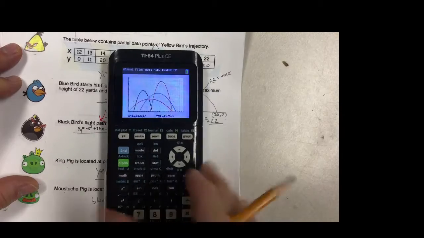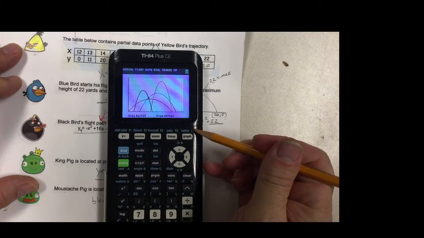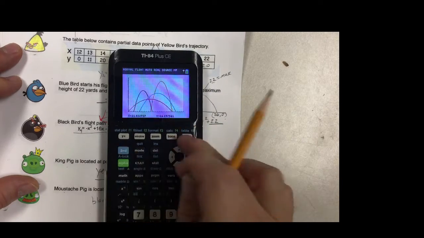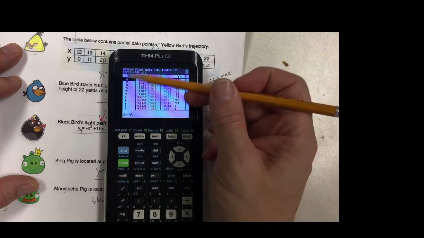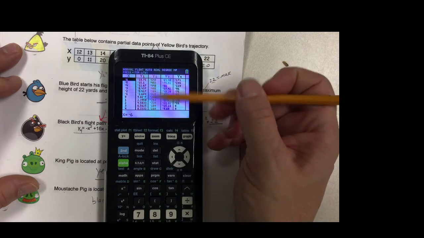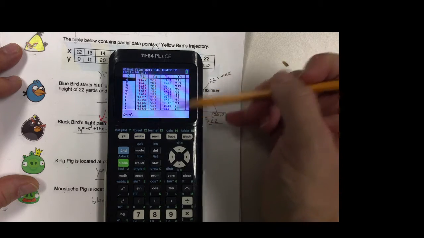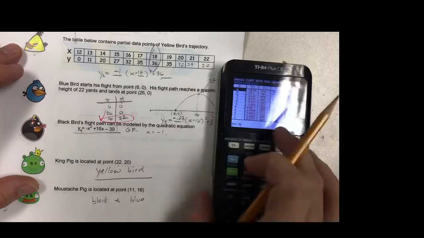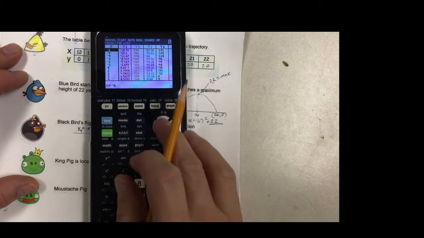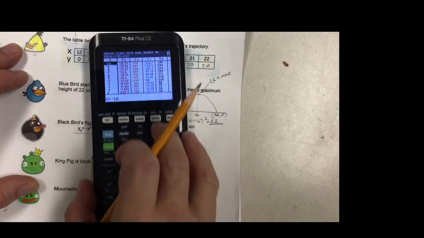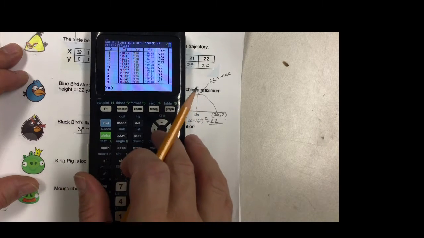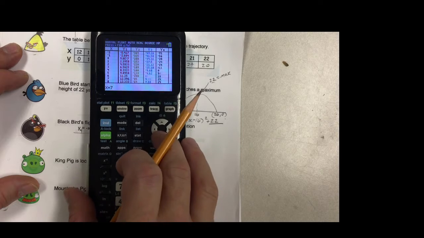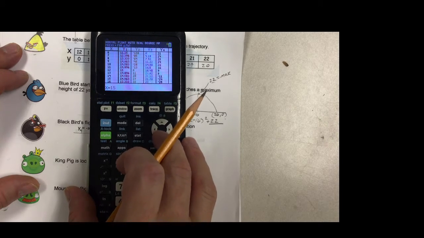How do you do that? There's a table feature right here. So here's how you do it. Second function table. And you'll notice that there's black numbers. That's your X. You got your Y1 numbers, which is your red bird, your yellow bird, your blue bird, and your black bird. And all we do is we look up number 22. So I scroll up. Oops, wrong way. Scroll down to 22, and we'll read the values of each of these birds and see which one actually hits.